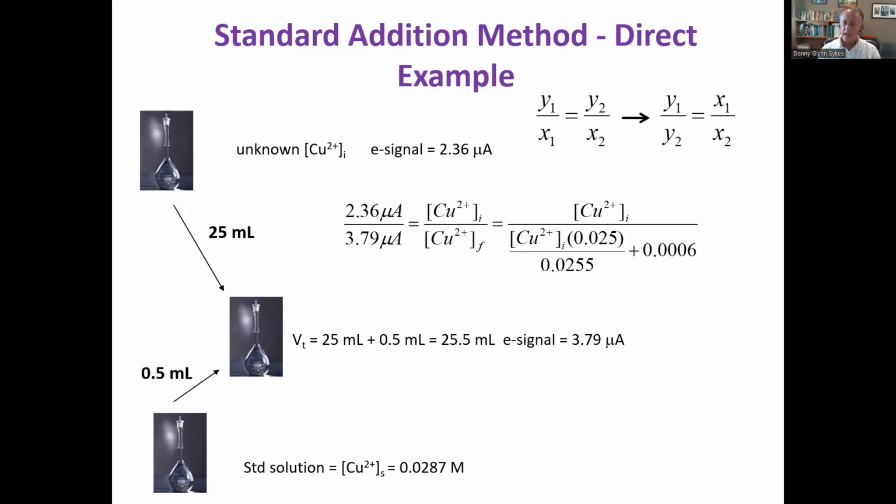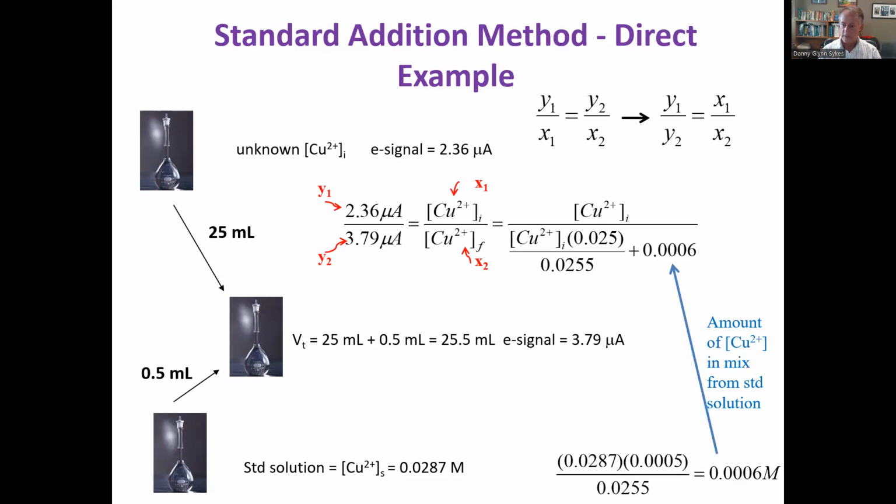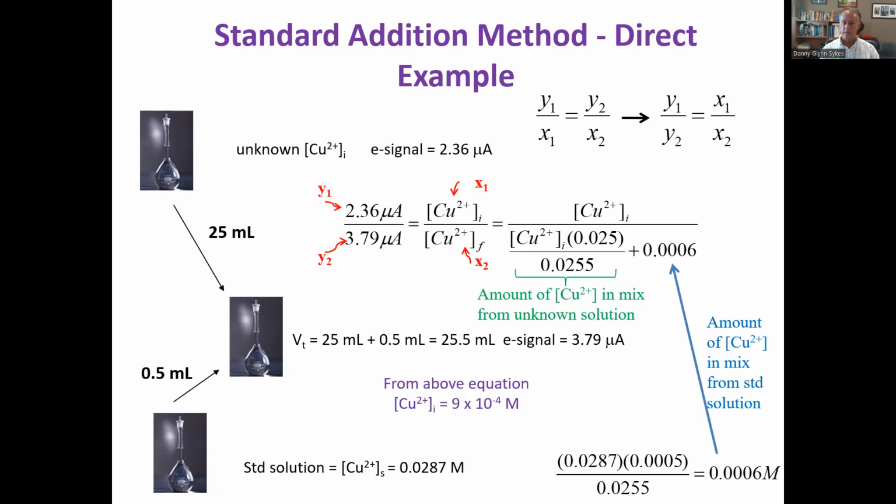That's okay. And then I have some copper in there from the standard solution, right? And that standard solution is essentially taking its concentration, M1, times the volume, which is 0.5 mL, and divided by the total volume that it was diluted to, 25.5. That's 0.006. So you can see now I have a single equation and a single unknown. So all I have to do is solve for copper 2+ initial, and that tells me what the concentration of copper is in the original flask. Okay? And so I get 9 times 10 to the minus 4 molar.